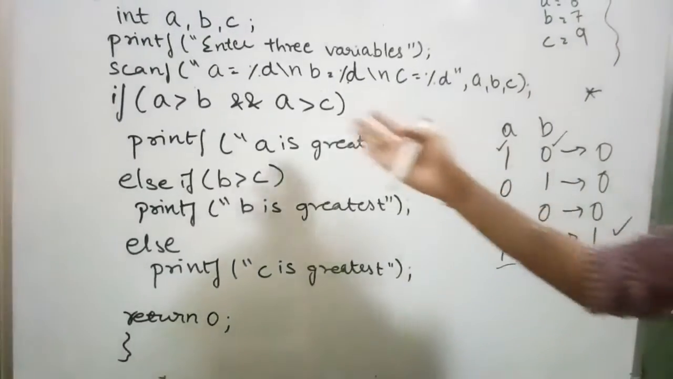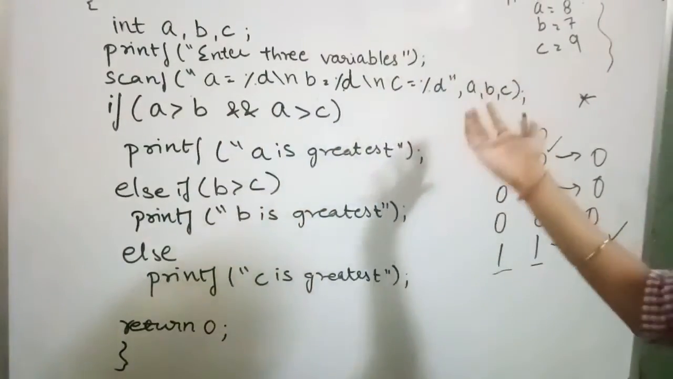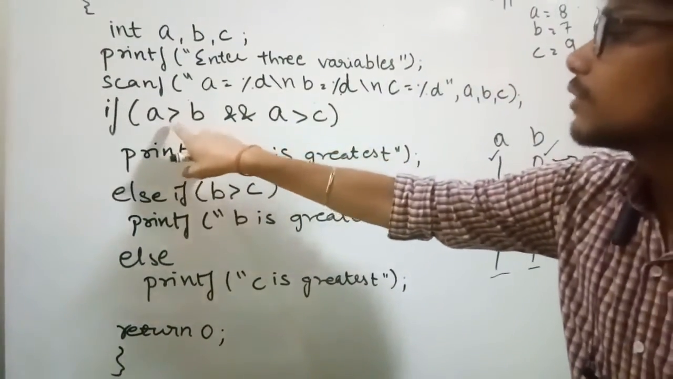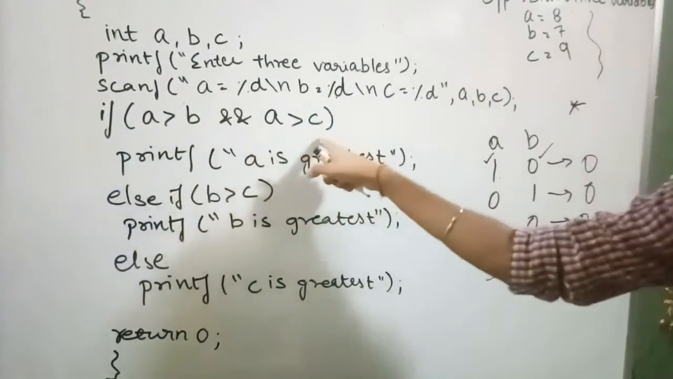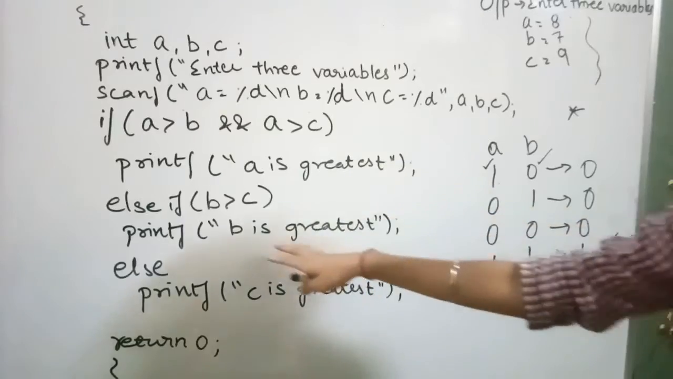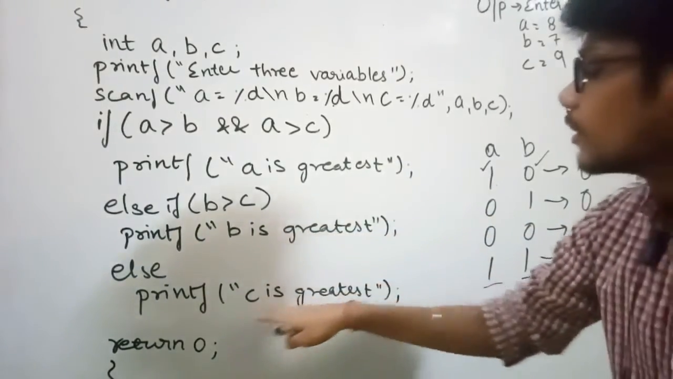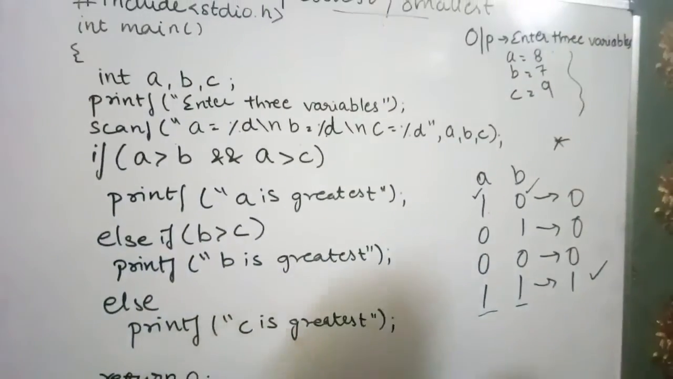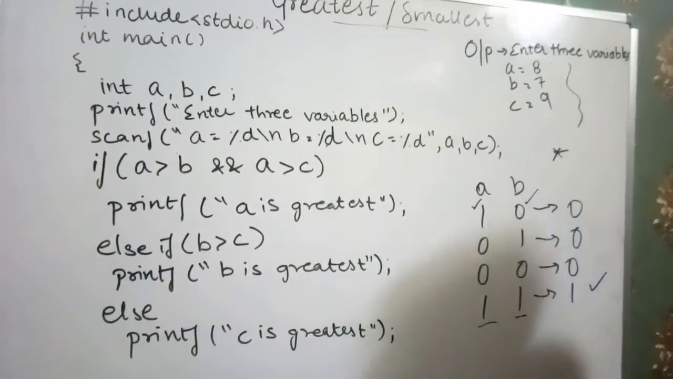Like that you can do it for the smallest. I don't need to tell you that you can reverse the sign, as a is less than b and a is less than c, and b is less than c. Like that, a will be the smallest in this case, b will be the smallest in this case, and c will be the smallest in this case. So that is for today. Thank you. Hope you got it till now.